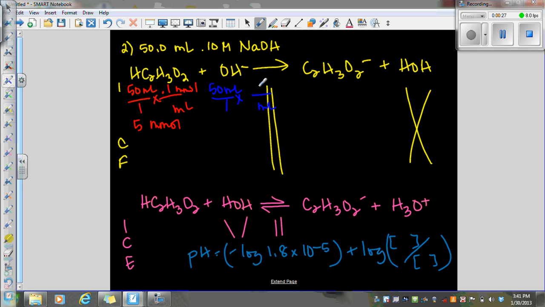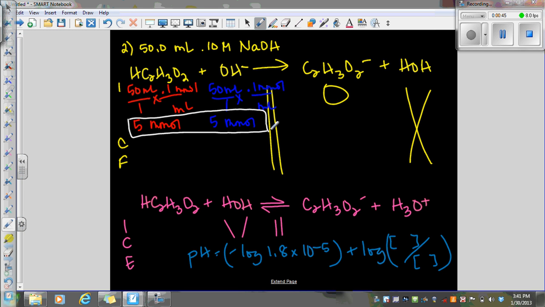So just like we've done in the previous examples, we're going to take volume times molarity because we want to get moles. It's a chemical reaction. We have no acetate to start. And here you should notice that our moles of acid and base are the same. They're equal. When that happens, we are at the equivalence point.